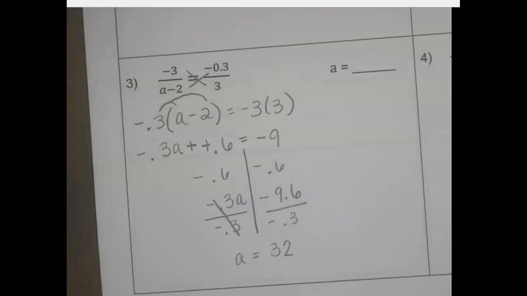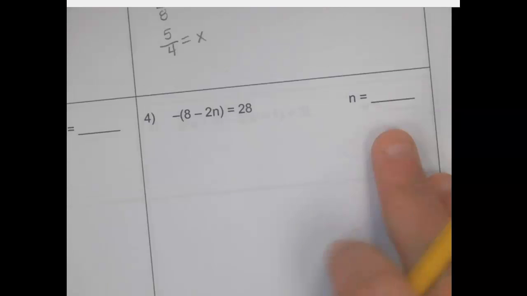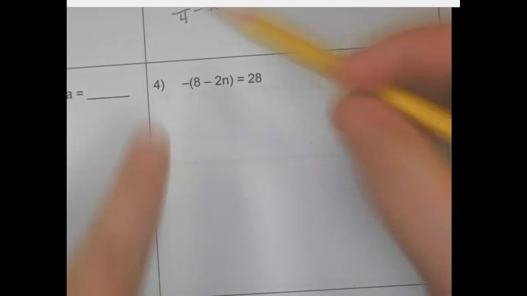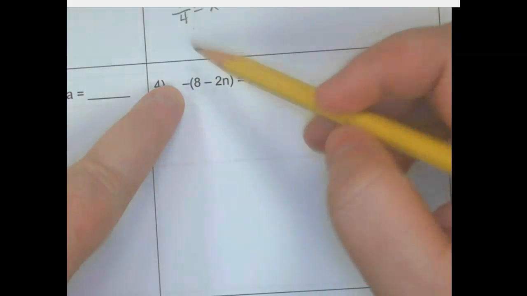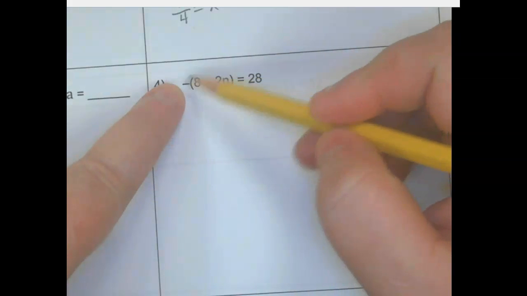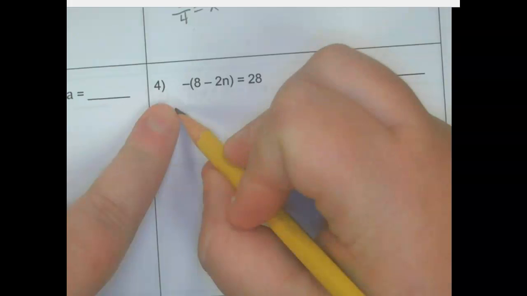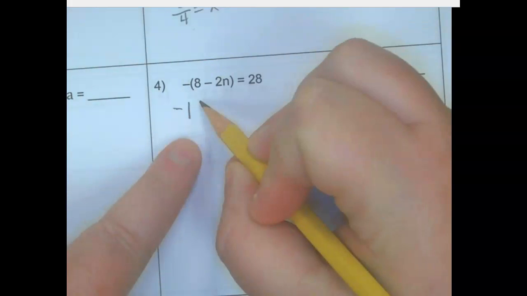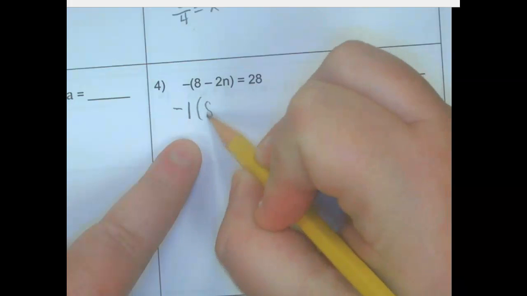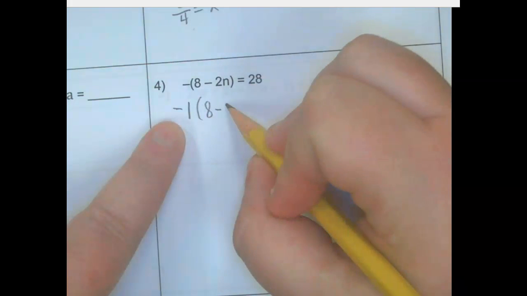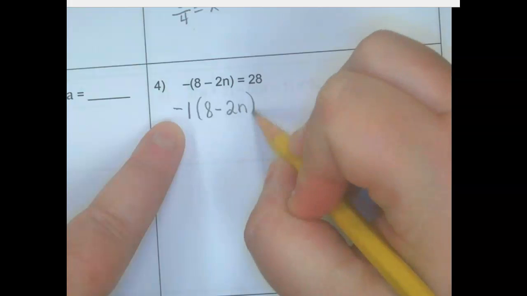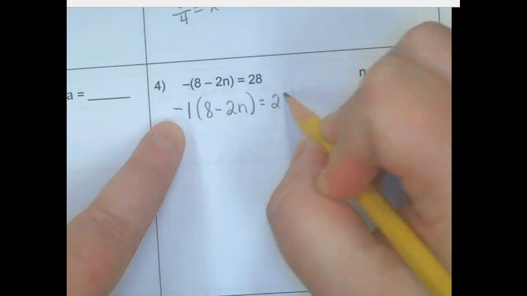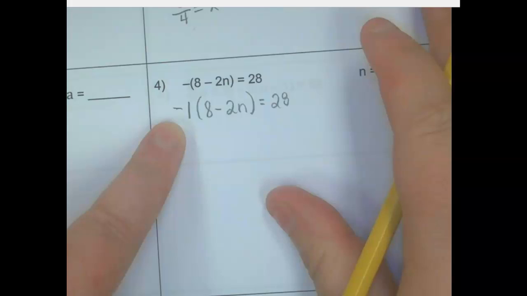Alright, let's look at number 4. Number 4 is similar to our example at the very, very top. So when I have this negative, some people are going to automatically distribute that negative, which is fine. I like to show you where it comes from. It comes from if there's a negative 1 there. It's just an imaginary 1, not imaginary negative. But all you're doing is distributing a negative to everything inside.